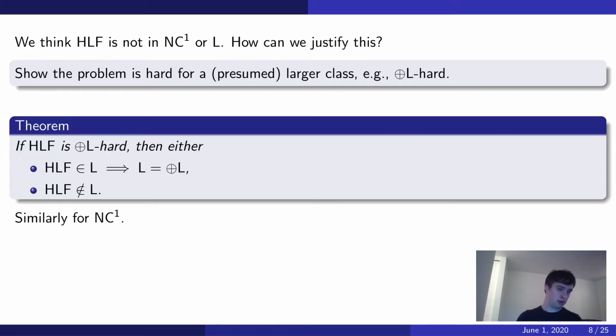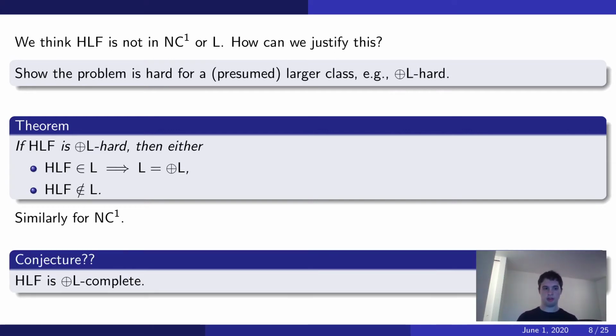And then, well, this is a basic consequence, but basically HLF is either in L or not in L. It's got to be one of the two. But if it's in L, then we get this complexity theory collapse. L equals parity L. And that's unlikely. That contradicts the strictness of the containments in the previous slide. So that's evidence for the alternative, that HLF is not in log space. And you could do the same thing for NC1. So it's tempting to conjecture that HLF is parity L complete and try to prove it.